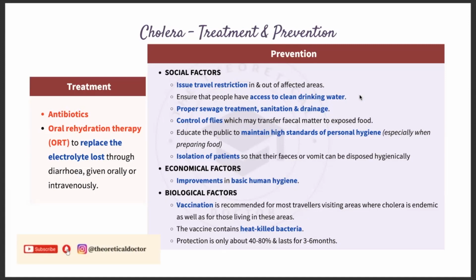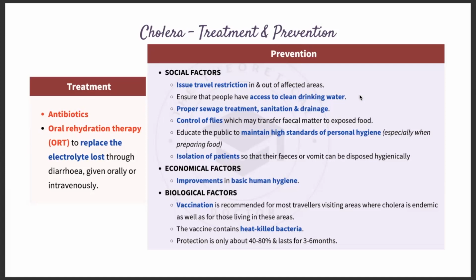Prevention: issue travel restrictions in and out of affected areas, because remember, the water supply can be contaminated by infected people through their feces. Ensure that people have access to clean drinking water. Proper sewage treatment, sanitation, and drainage, because if the sewage is not treated properly, and after it is being supplied to the houses and all, other people can also get infected. Control of flies, which may transfer fecal matter to exposed food. Usually we chase the fly away, but sometimes you never know where they land, right?